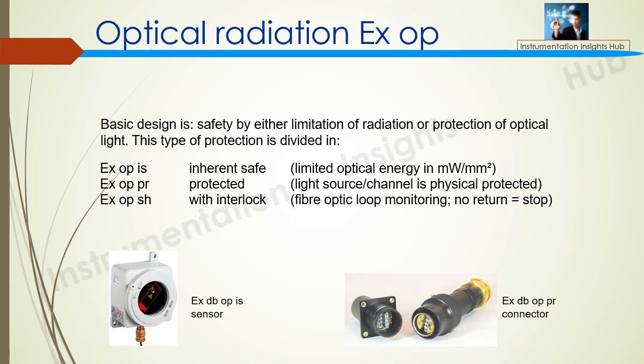Optical radiation, Ex op, basic design is safety by either limitation of radiation or protection of the optical path, right? This type of protection is divided into Ex op is, Ex op pr, and Ex op sh with interlock. Ex op is is inherently safe, with limited optical energy; op pr has the light source channel physically protected; and op sh has an interlock with fiber optic loop monitoring, where no return is equal to stop.